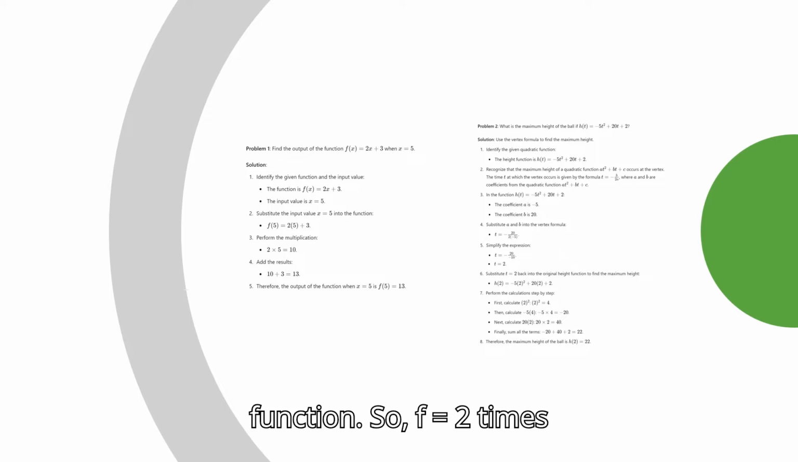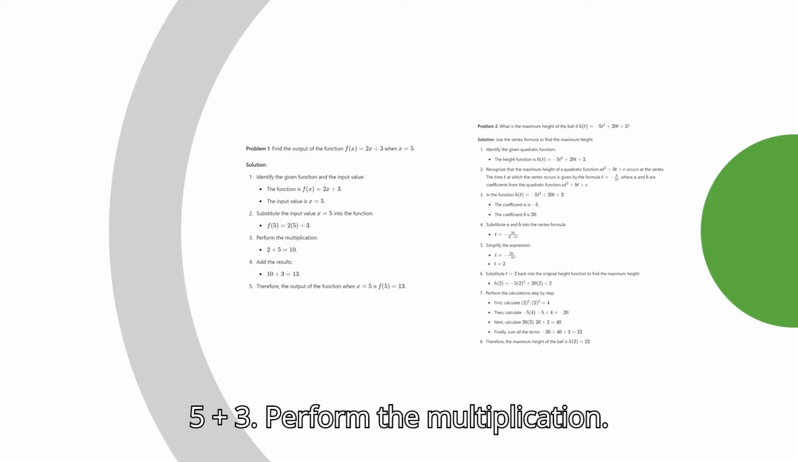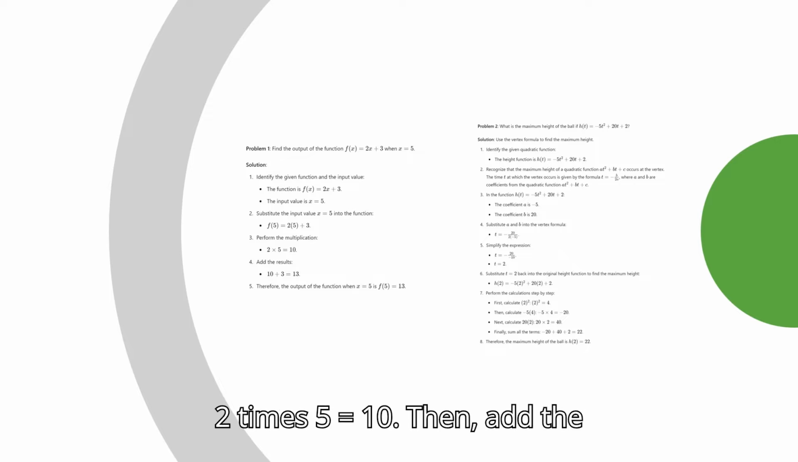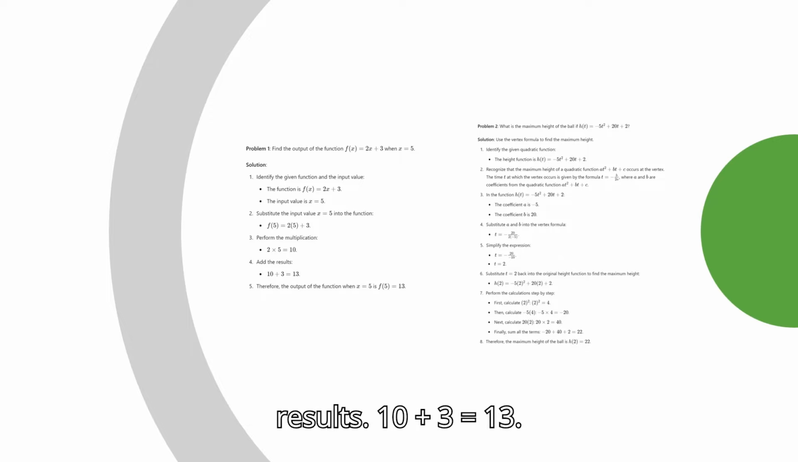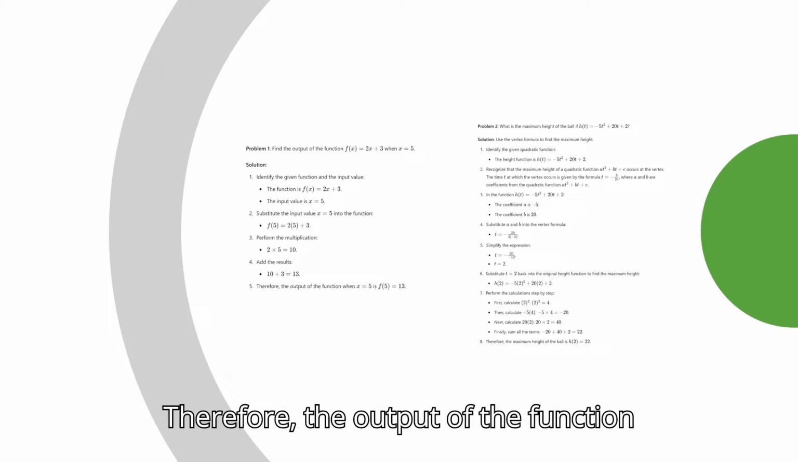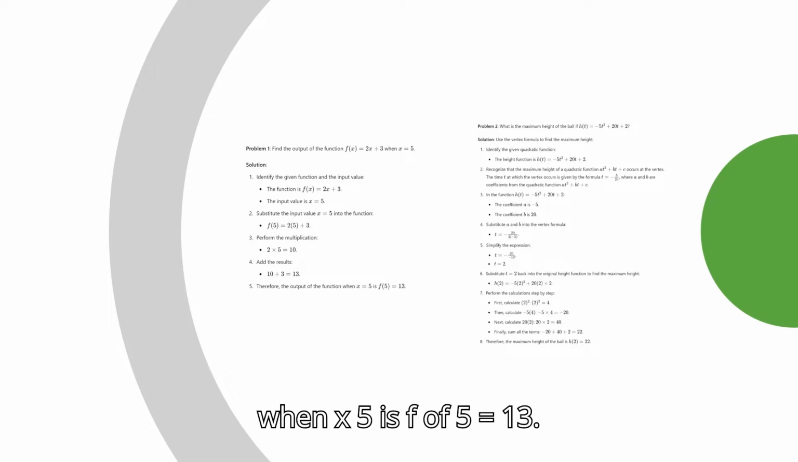So, f of 5 equals 2 times 5 plus 3. Perform the multiplication. 2 times 5 equals 10. Then, add the results. 10 plus 3 equals 13. Therefore, the output of the function when x equals 5 is f of 5 equals 13.